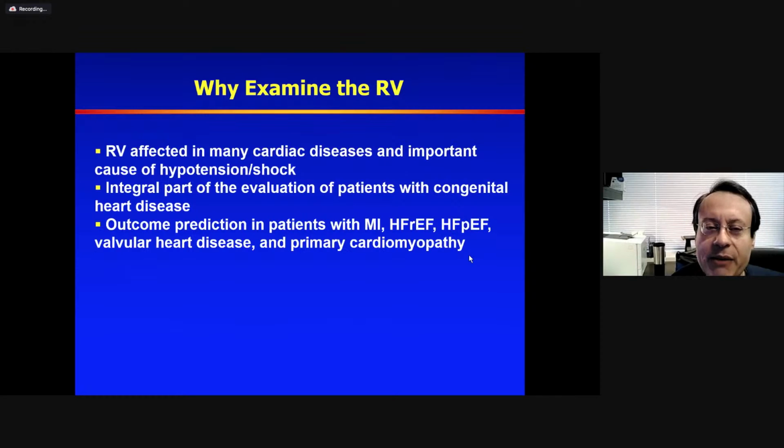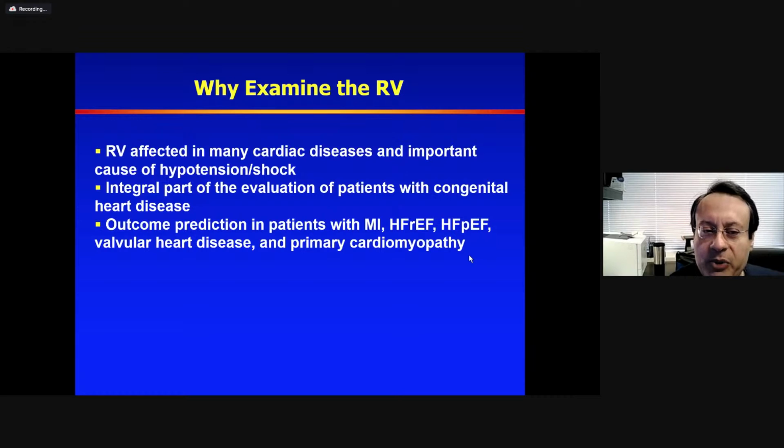RV dysfunction can be an important cause of hypotension and shock, be it in the setting of events such as post-cardiac surgery, pulmonary embolism, acute RV infarction. Also, many of the congenital heart diseases involve the right ventricle, and an integrated assessment of the right ventricle is very important in rendering the proper diagnosis and care of these patients.